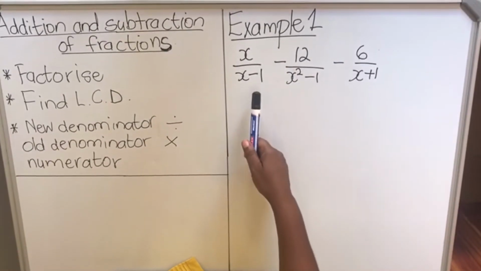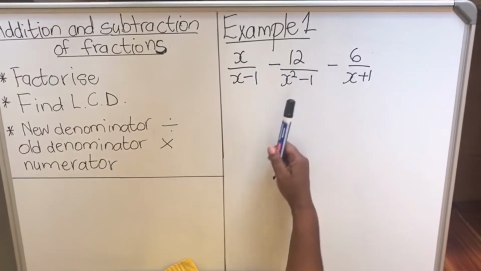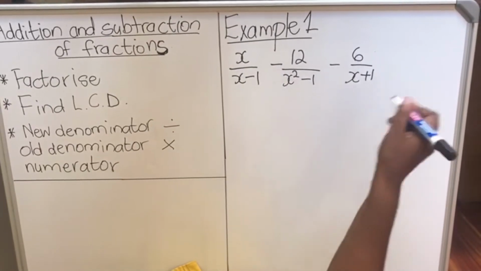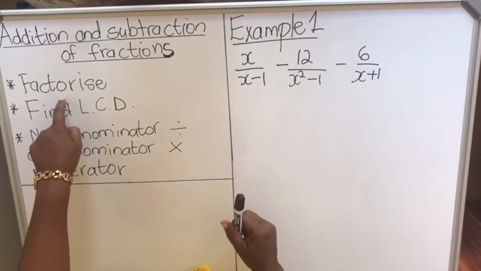Example 1, we have 3 fractions. Now when you have a plus or a minus, it means you have terms. You can't cancel. Once you cancel, know that you're cancelling your marks. So you can't cancel. So the first thing, you must factorize.